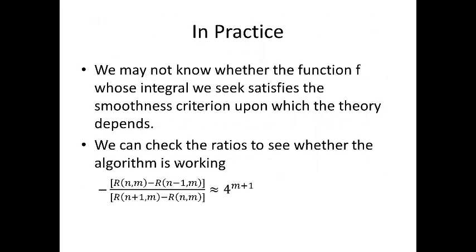And in practice, we may not know whether the function f, whose integral we seek, satisfies the smoothness criterion on which the theory depends, that 2m derivative. What we can do is check the ratios to see whether the algorithm is working, and in particular this ratio, (R_n,m minus R_n-1,m) divided by (R_n+1,m minus R_n,m), should be approximately 4^(m+1). We can check that to determine whether our algorithm is actually working out the way it should and whether that function is in general smooth.